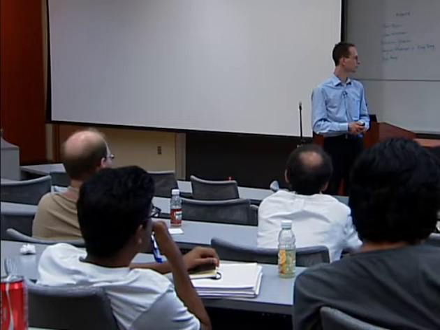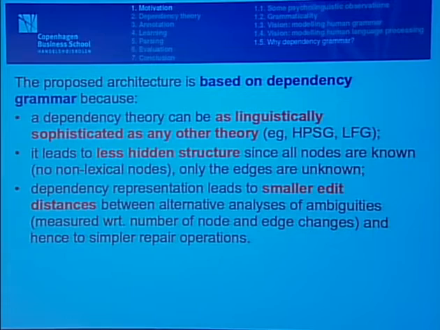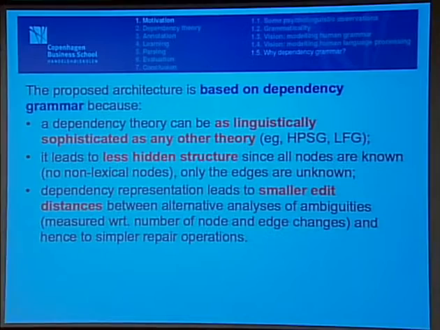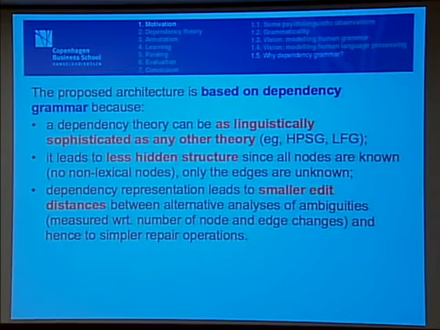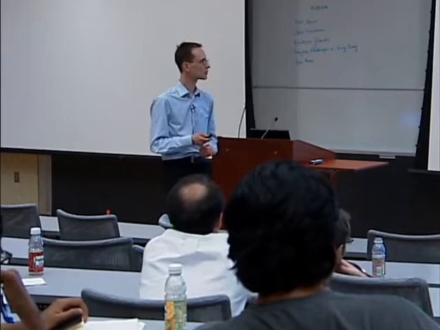Then the third thing is that dependency representation leads to smaller edit distances between alternative analyses of ambiguities, measured with respect to the number of node and edge changes. And this simplifies the repair operations that are needed for the processing architecture that I'm going to propose. Yeah, that's a key point. So people who were trying to do these things with phrase structure grammars a number of years ago had to use D-tree representations and stuff like that. Right. And I'll show an example here that will demonstrate what the difference is.